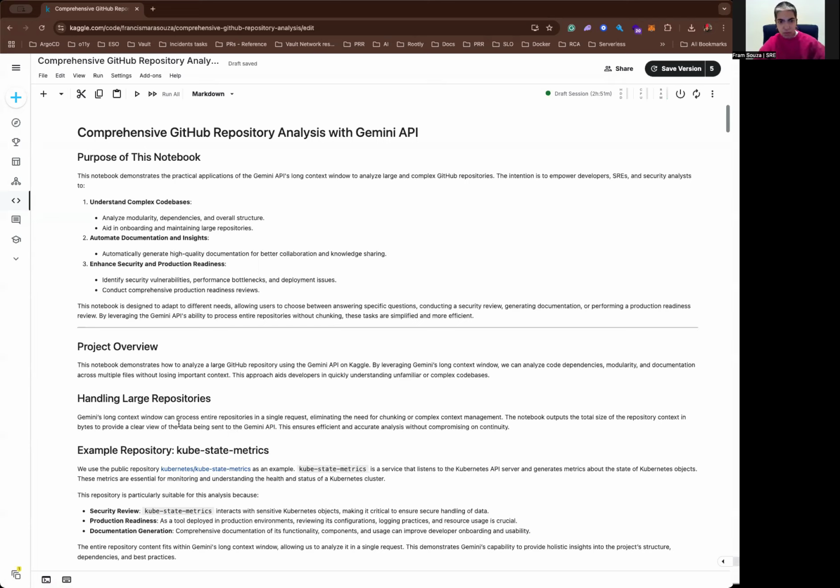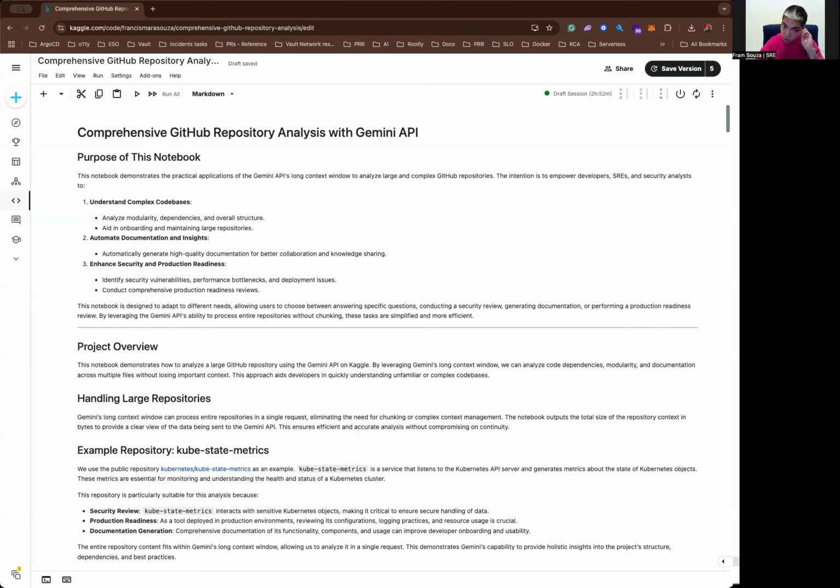This notebook shows how we use Gemini's long context window to analyze a large GitHub repo. In this case, I'm using kube-state-metrics, which is a Kubernetes operator responsible for collecting metrics from a certain Kubernetes cluster. My goal was to make it easier for developers, SREs, and security analysts to do things like review security, check production readiness, generate documentation, and answer questions about the code all in one place.